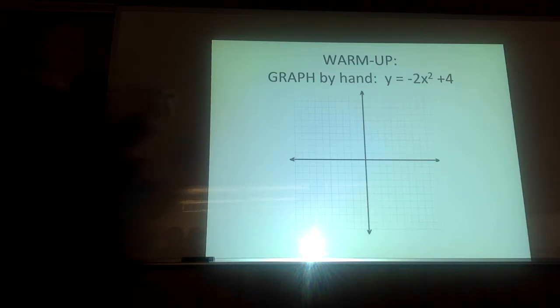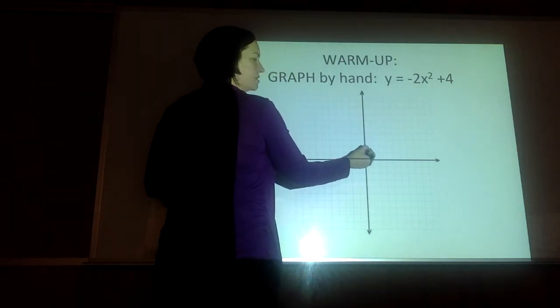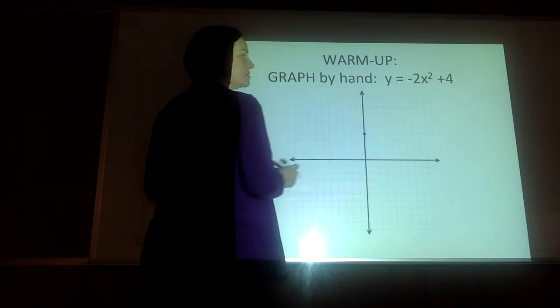What does the minus out front do? Flips it. So 1, 2, 3, 4. Key vertex point is here. It's going to open downward.